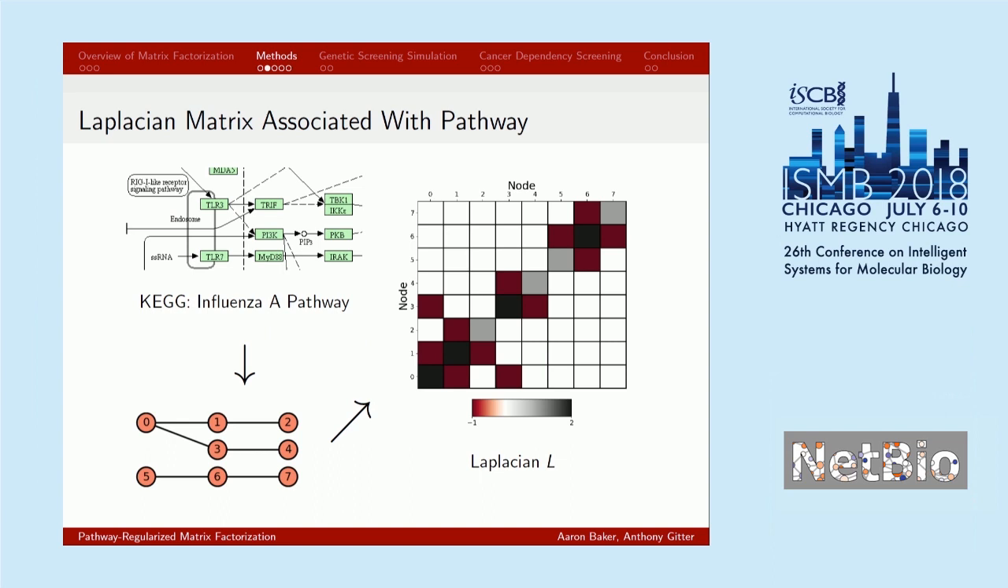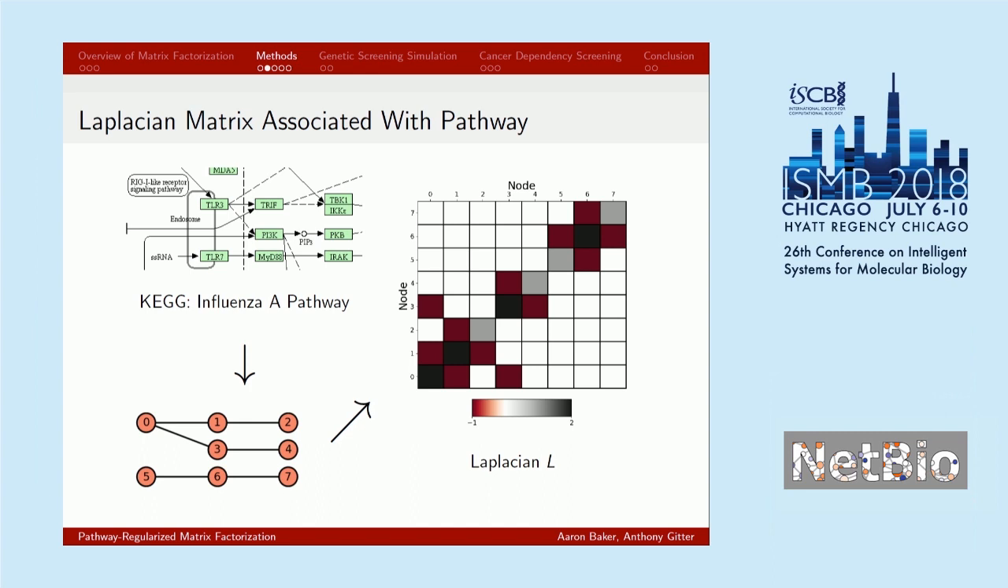So before we can do that, we need to find a way to represent the pathways in a sort of linear algebra framework so that we can use them in this optimization procedure. So the way we do that is we first might download a pathway, such as this influenza A pathway excerpt that I'm showing in the top left, and represent that pathway, which includes all sorts of different signed and directed edges describing the relationships in the pathway, as an unsigned and undirected graph, which is being represented below.